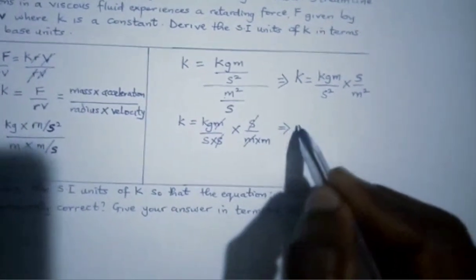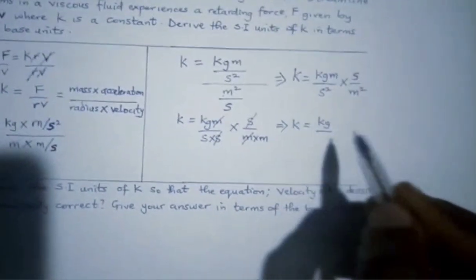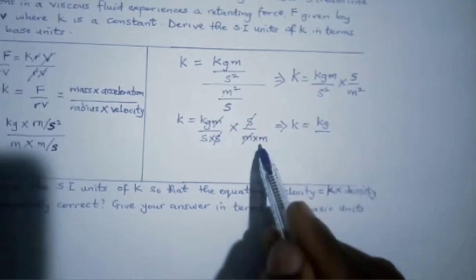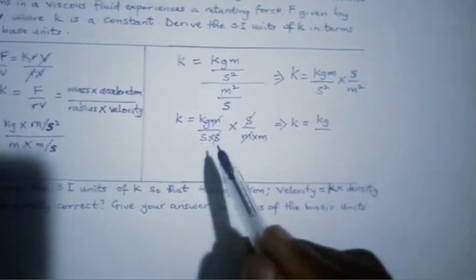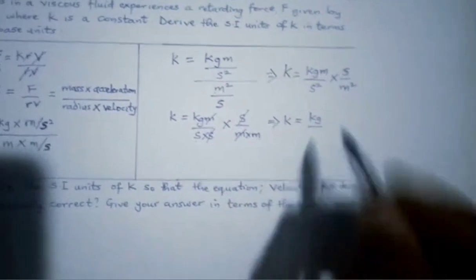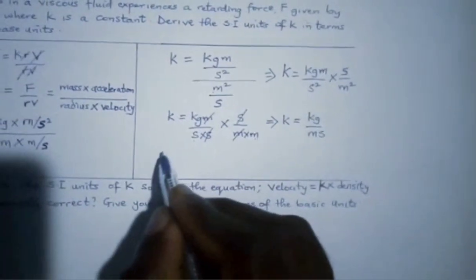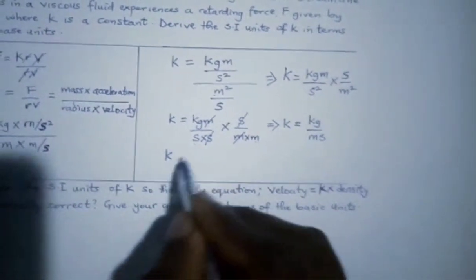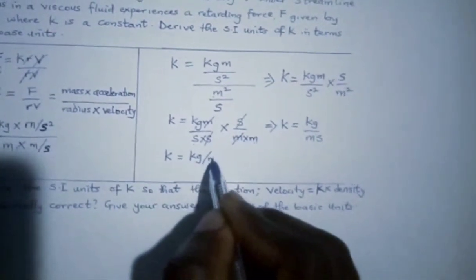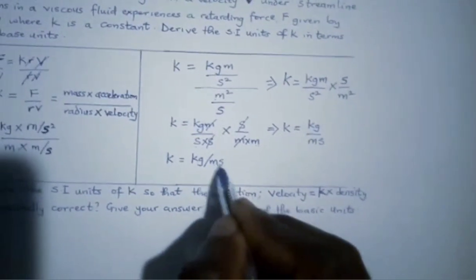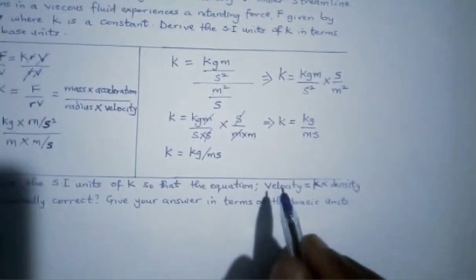This implies that K is equals to kilogram over, at the denominator, m left here and s left here, which will give you m times s. So you have ms. This implies that K is equals to kilogram per meter per second, kilogram per meter per second, and that is our SI unit.